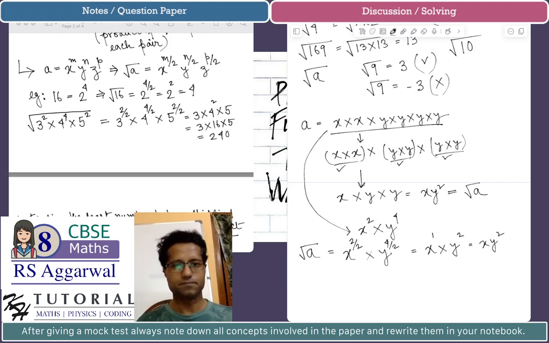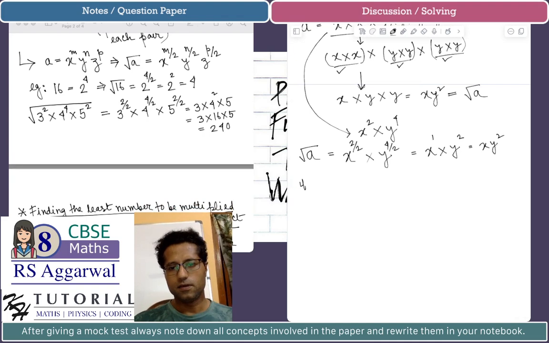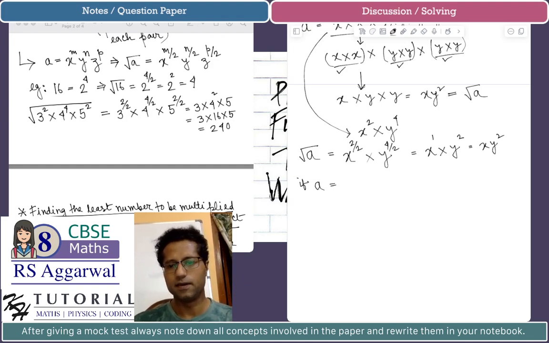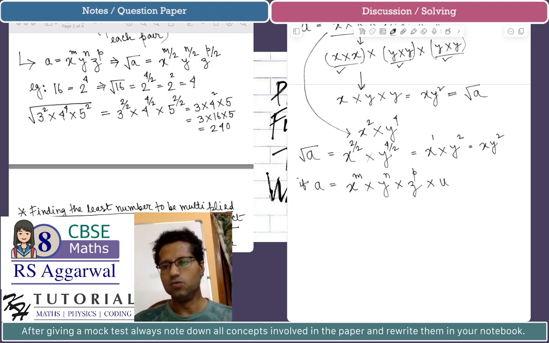So this is exactly written in the notes: if the number a, after you do its prime factorization and merge all the same factors with powers, comes out to be something like x raised to the power m, multiplied by y raised to the power n, multiplied by z raised to the power p, and u raised to the power q.